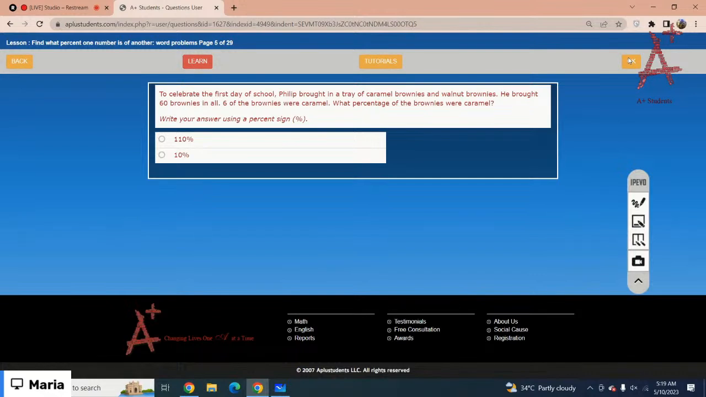Okay, the next one is to celebrate the first day of school, Philip brought in a tray of caramel brownies and walnut brownies. He brought 60 brownies in all. Six of the brownies were caramel. What percentage of the brownies were caramel? Yes, that would be just 10%. 6 is 10% of 60. Very good. So the correct option is 10%.